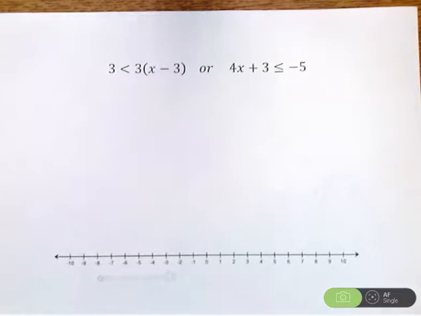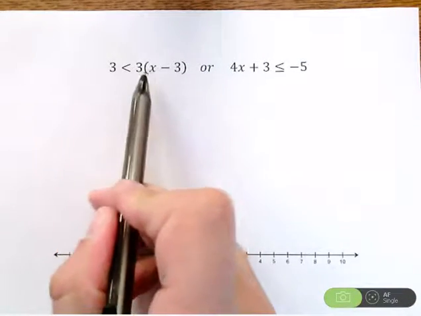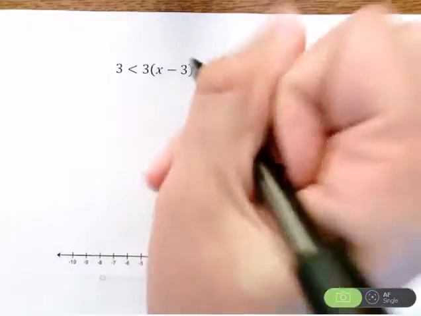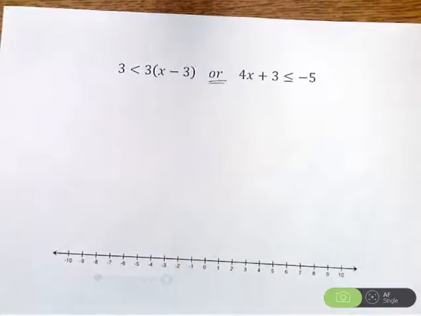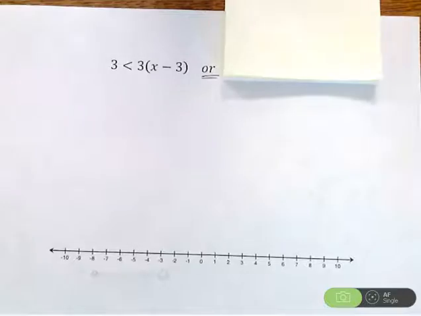One more example I have for you on the back here. We're going to look at an OR for a compound inequality. So 3 is less than 3 times (x minus 3), or 4x plus 3 is less than or equal to negative 5. The way I'm going to do this is I kind of just do it one step at a time. Take care of one inequality, then I'm going to take care of the other.